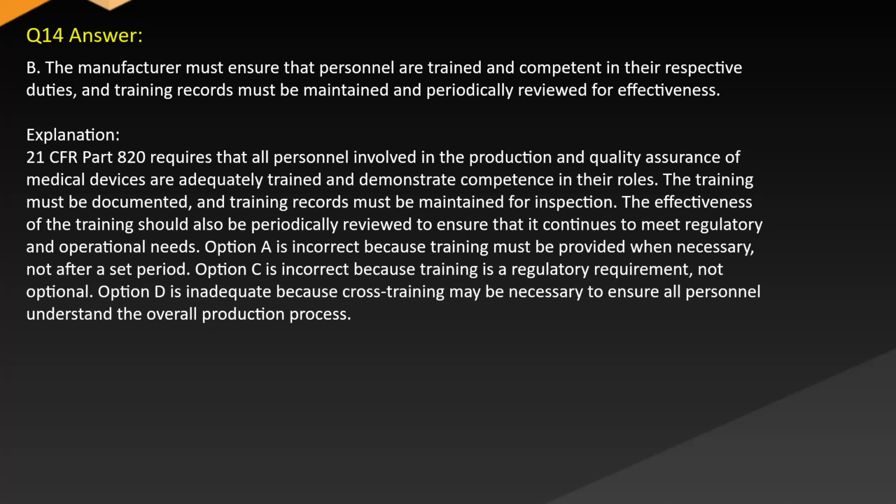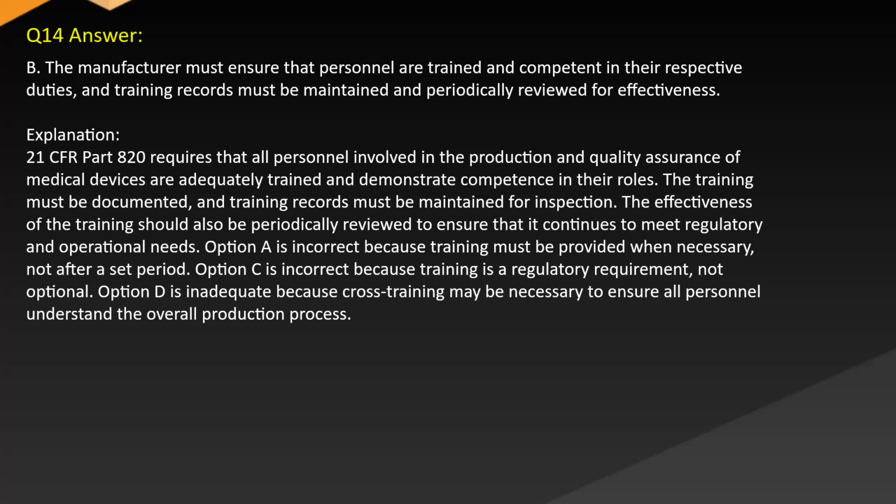Answer. B. The manufacturer must ensure that personnel are trained and competent in their respective duties, and training records must be maintained and periodically reviewed for effectiveness. Explanation. 21 CFR Part 820 requires that all personnel involved in the production and quality assurance of medical devices are adequately trained and demonstrate competence in their roles. The training must be documented and records must be maintained for inspection. The effectiveness of the training should also be periodically reviewed to ensure that it continues to meet regulatory and operational needs.